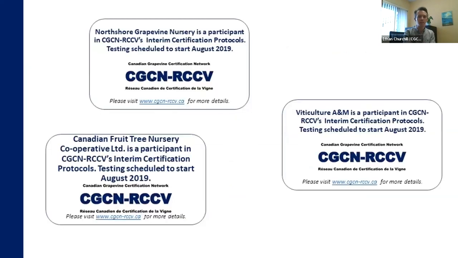So look for these badges at your favorite Canadian nurseries to see if they are a participant in CGCN's interim verification program. Current participants, the badges here are a little outdated, but current participants are Upper Canada Growers, who are represented on our panel here today by Mr. Rob Haynes. We also have Viticulture A&M and the Canadian Fruit Tree Nursery, which is part of Vineland Growers. You can refer to the interim verification program page of our website to see what varieties are currently available through these nurseries. Testing is completed every year, so the results are updated on a regular basis on our website.